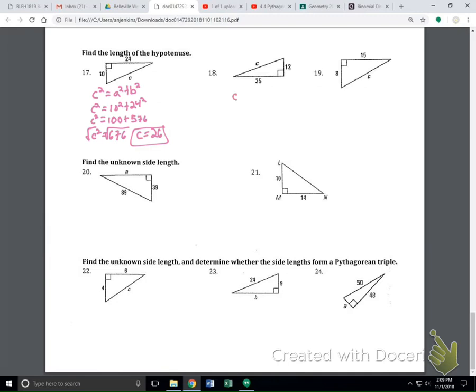We have our next one. Again, we're looking for C squared. So we have C squared equals 35 squared plus 12 squared. C squared equals, what is 35 squared? This is a big number. 1,225 plus, and then the square of 12 is 144. We're going to combine those like terms, and we end up with 1,369. My bad. You're fine.